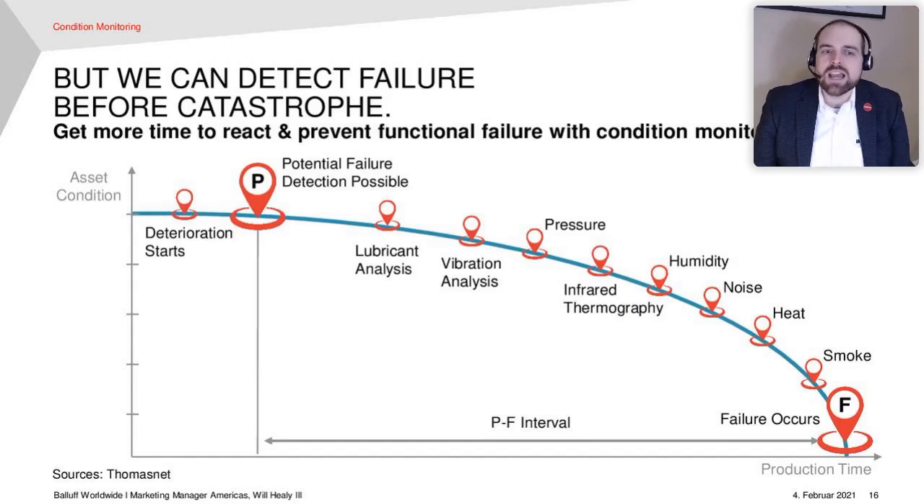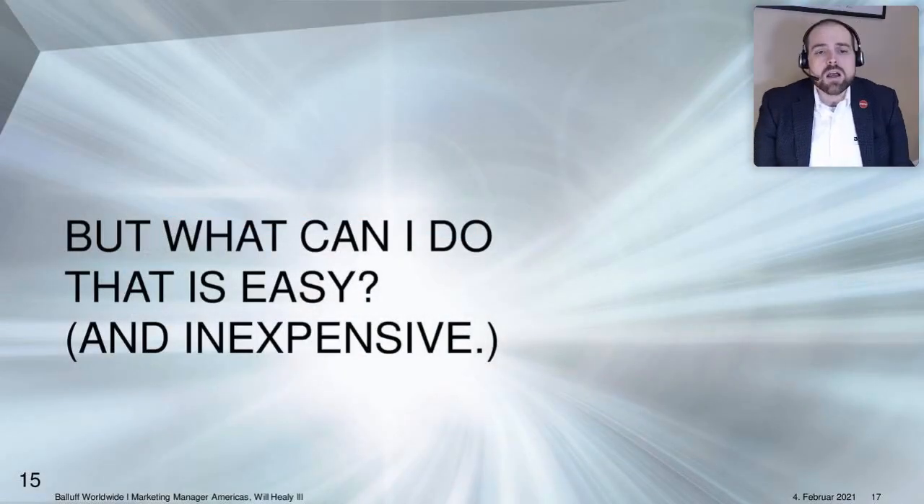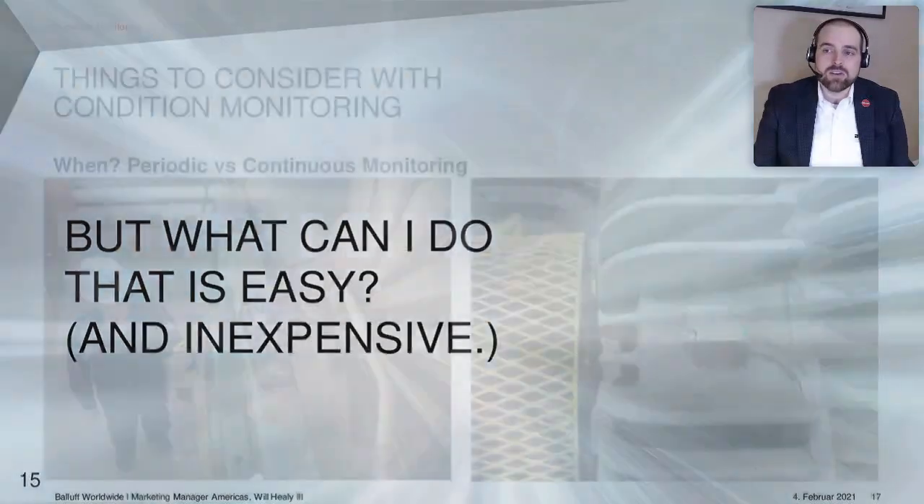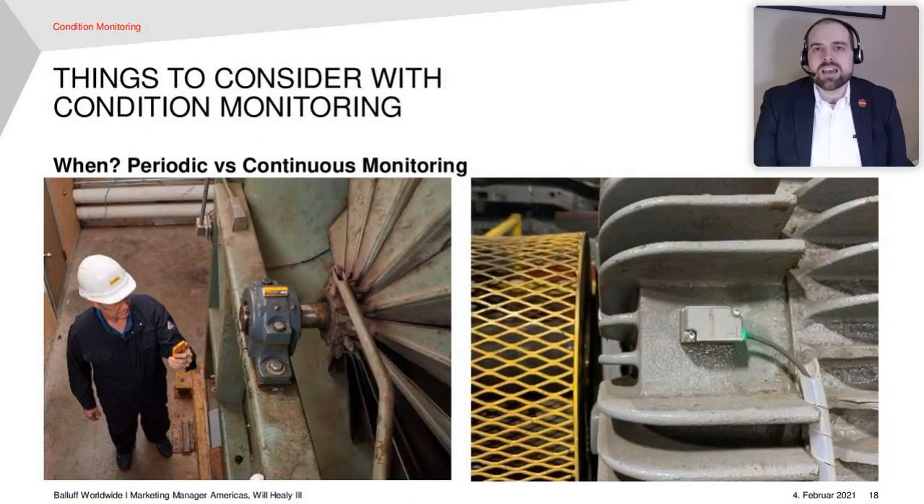And how do we get more time to react to prevent that functional failure? So what can I do that's easy and inexpensive in these times? That's really something we have to think about. A lot of companies do condition monitoring. They might hire a service, or they might have maintenance crews that go out and monitor on a monthly or a quarterly basis certain components. You could see on the left, periodic condition monitoring, and maybe you pay a service, or maybe you have an individual that does this in your maintenance staff.